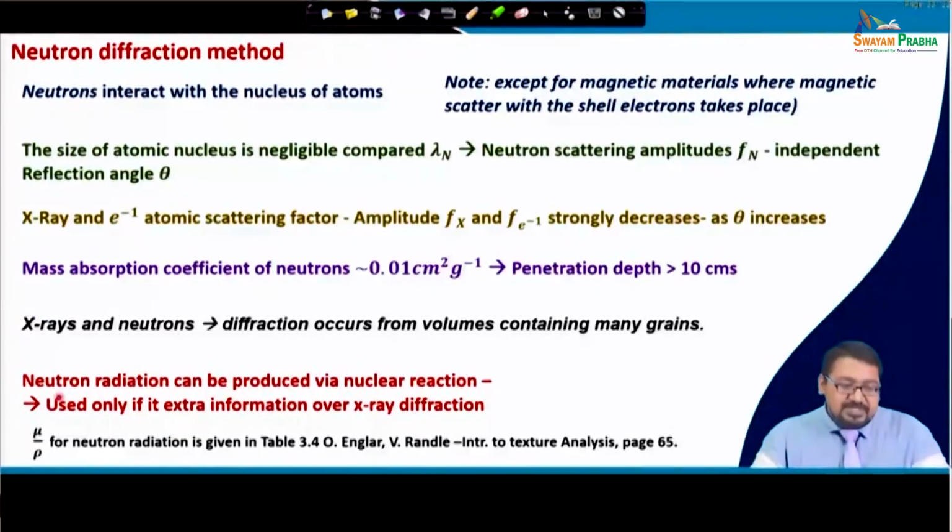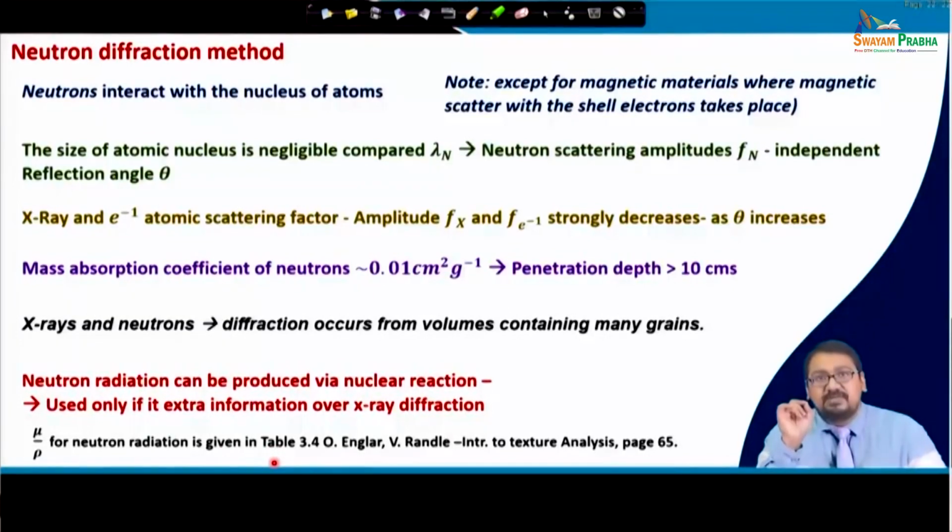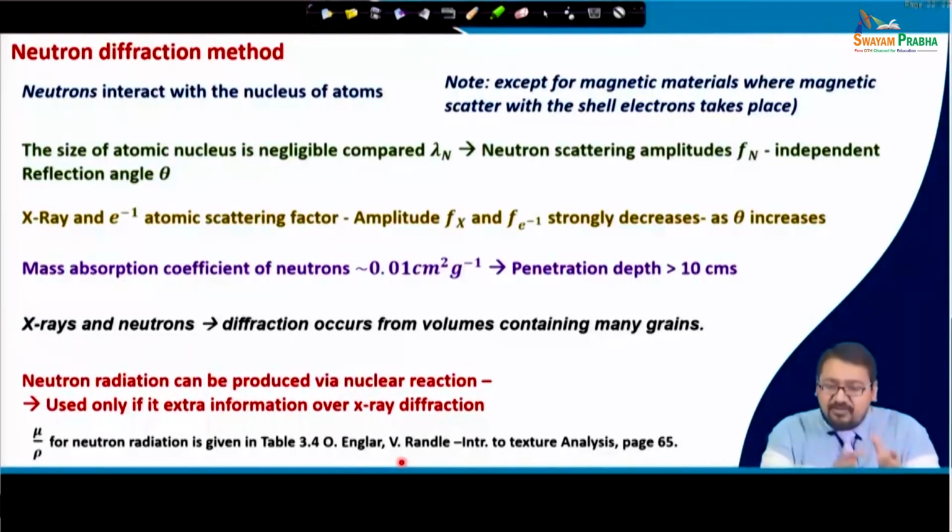I forgot to mention that the mass absorption coefficient mu by rho of the neutron radiation is also given in the same table, Table 3.4 in Olaf Engler and Valerie Randle's book Introduction to Texture Analysis, page 65. You can check that, and you will see that various materials with which the neutrons interact have different mass absorption coefficients, but they are considerably lower than the mass absorption coefficient for X-rays.